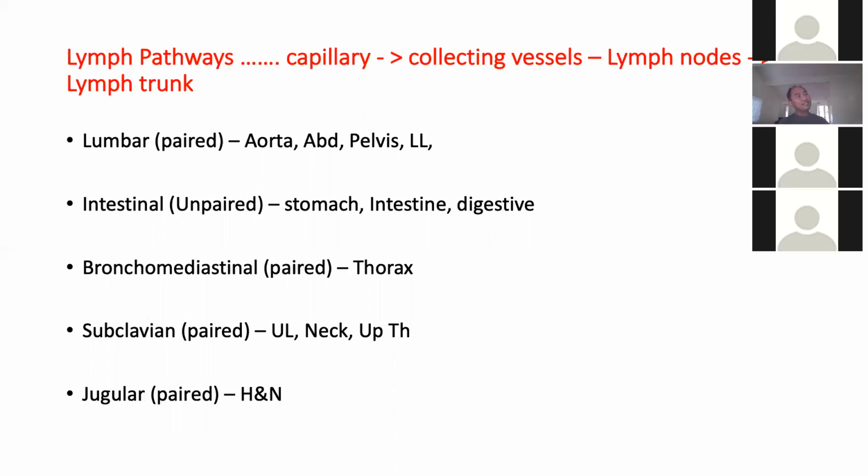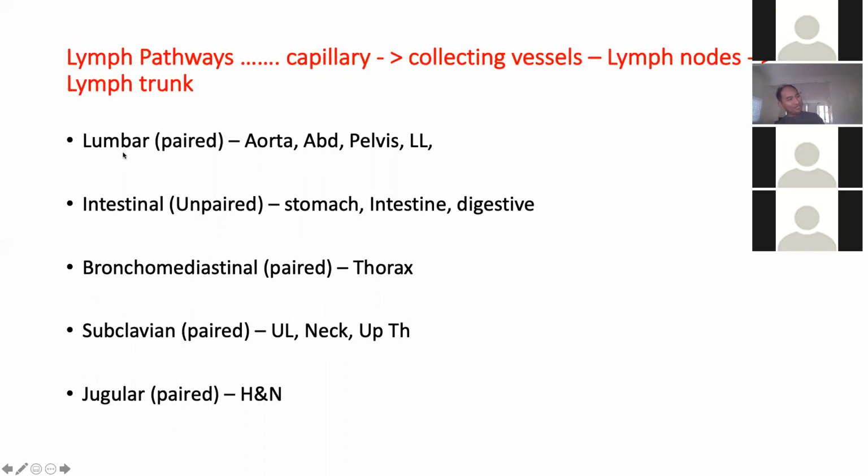So all the lymphatic vessels in the lumbar region, around the aorta, abdomen, pelvis, lower limb, they will all combine together. From the intestine, stomach, digestive tract, all along, they will combine together. Inside the thorax, from the mediastinum, heart and lungs, they will all combine. In the neck, upper limb, upper thorax, they will combine to become subclavian trunk.